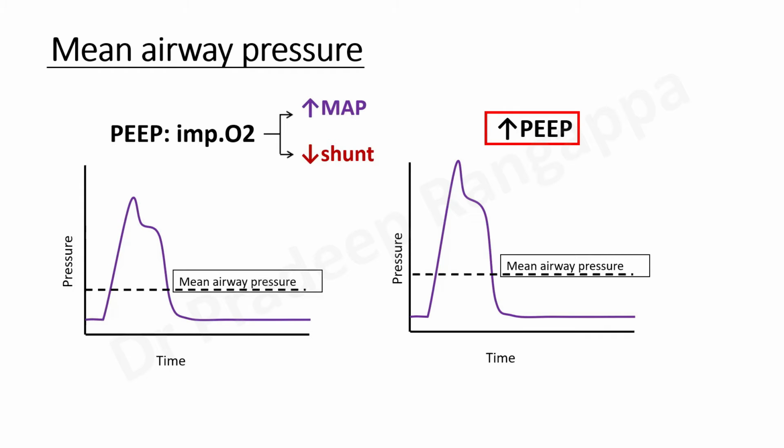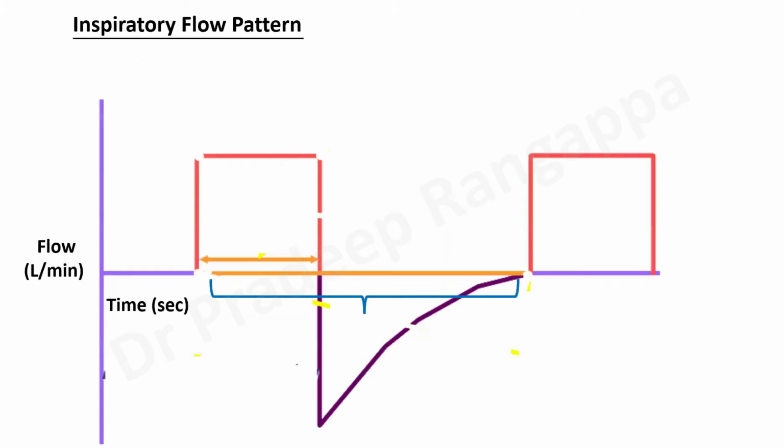And along with that, PEEP will improve oxygenation by increasing the MAP, mean airway pressure, and reduces the shunt fraction, which others possibly cannot achieve. So that's in brief about the physics of ventilation. Now we'll move slowly to the flow dynamics.